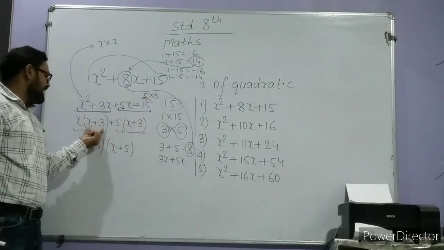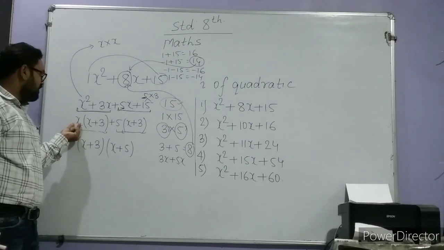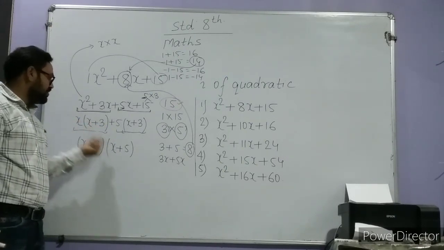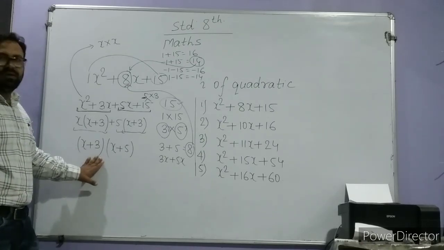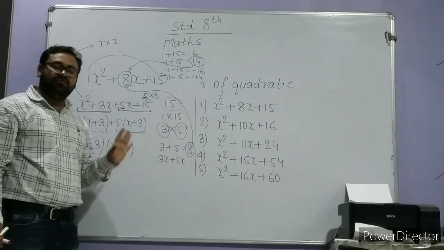After that I have taken x plus 3 as common. What do we have left? x over here and plus 5. So our answer is x plus 3 into x plus 5.